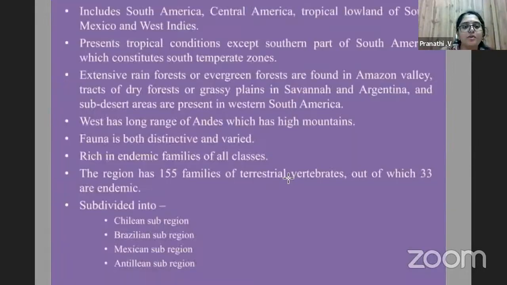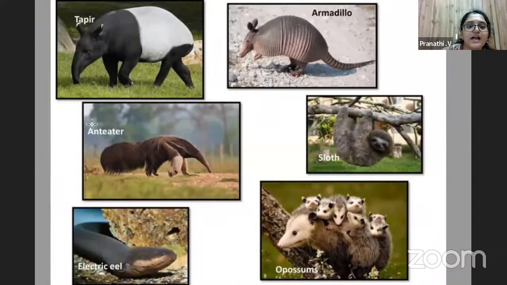When it comes to the Neotropical region, this includes South America, Central America, and extensive rainforests and some of the savannas are included. And again, distinctive, at the same time, very varied in nature. Around 155 terrestrial vertebrate families are there. And this is again subdivided into Chilean, Brazilian, Mexican, and Antillean. And these are the different kinds of amphibians that are present, reptiles, birds, and mammals.